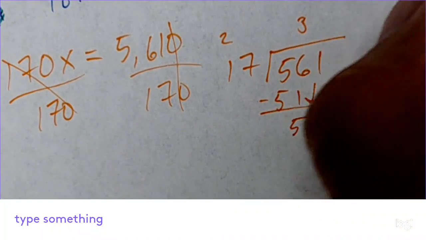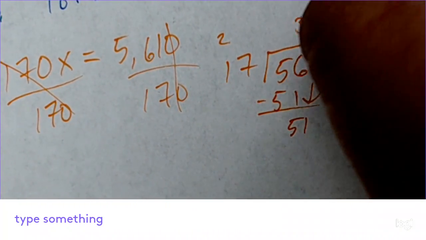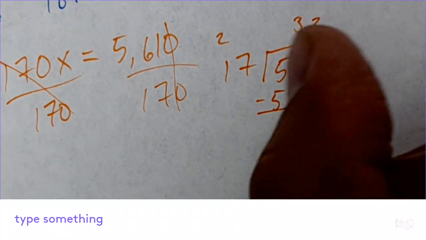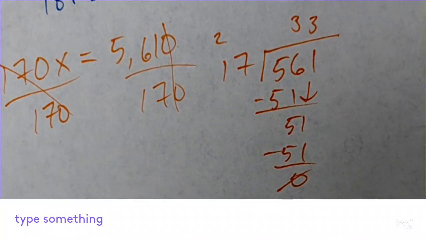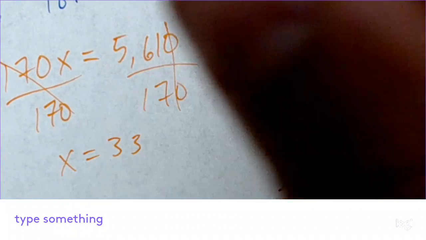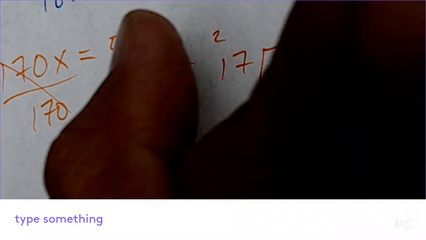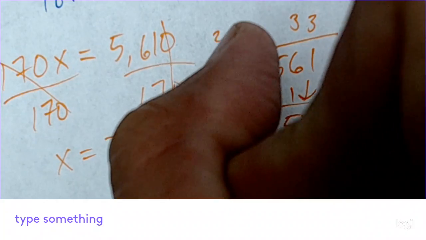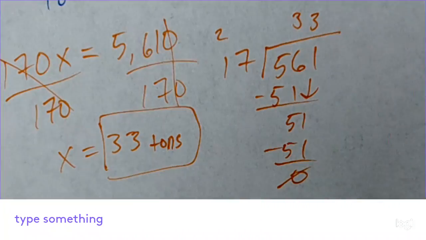Now I bring down the 1. Hey, 51. I wonder, that's going to be 3 again. So 51, 0. Great. So my answer is going to be x equals 33. So it's going to be 33 tons of fertilizer. 33 tons. And that will be my final answer.